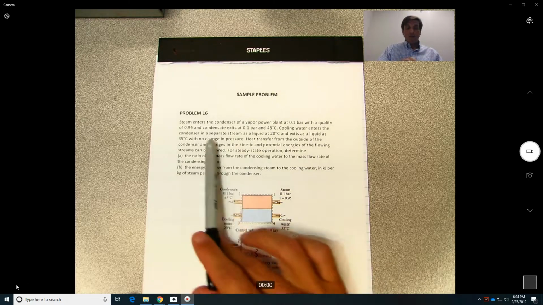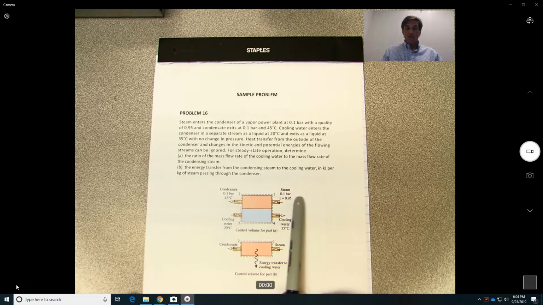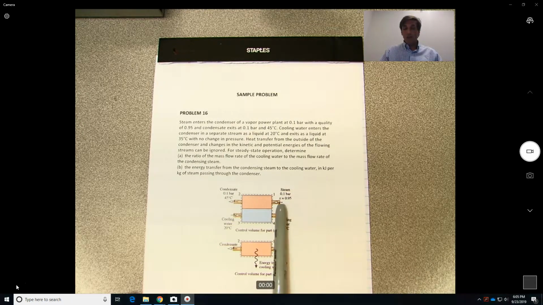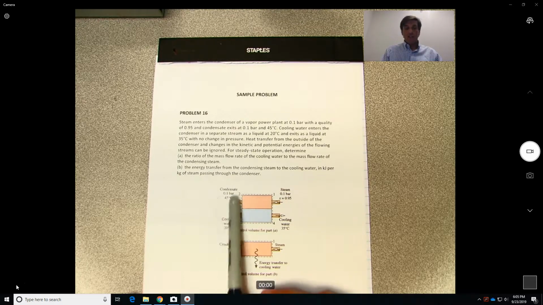So basically, if you go through the problem, they give you all the data. You know the incoming pressure, the incoming mixture. So some of this is steam, some of this is liquid, and then at the exit it should be condensate. Everything should be in the liquid state, and here the water remains in the same state, but initially it's at 20 degrees, and then exits at 35 degrees.